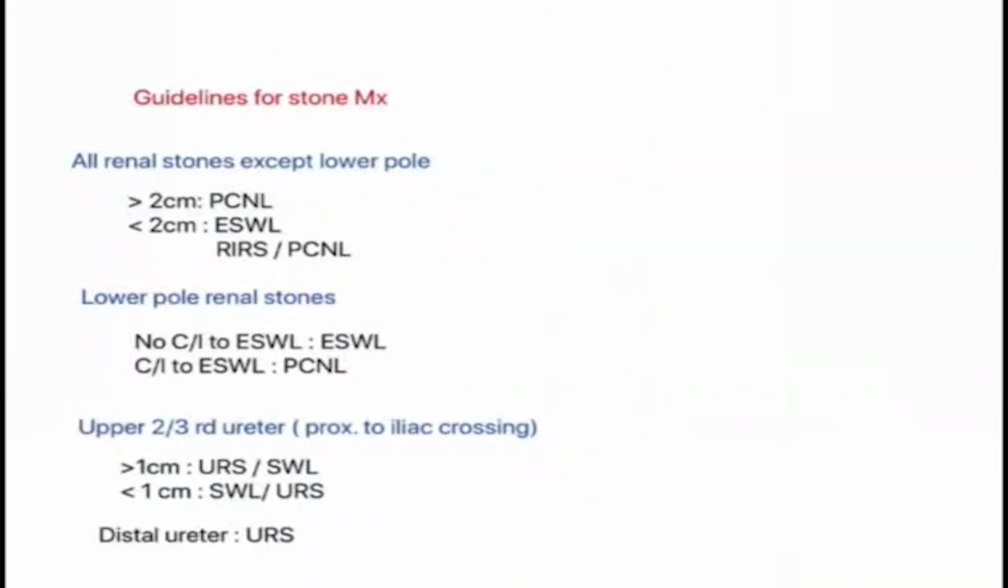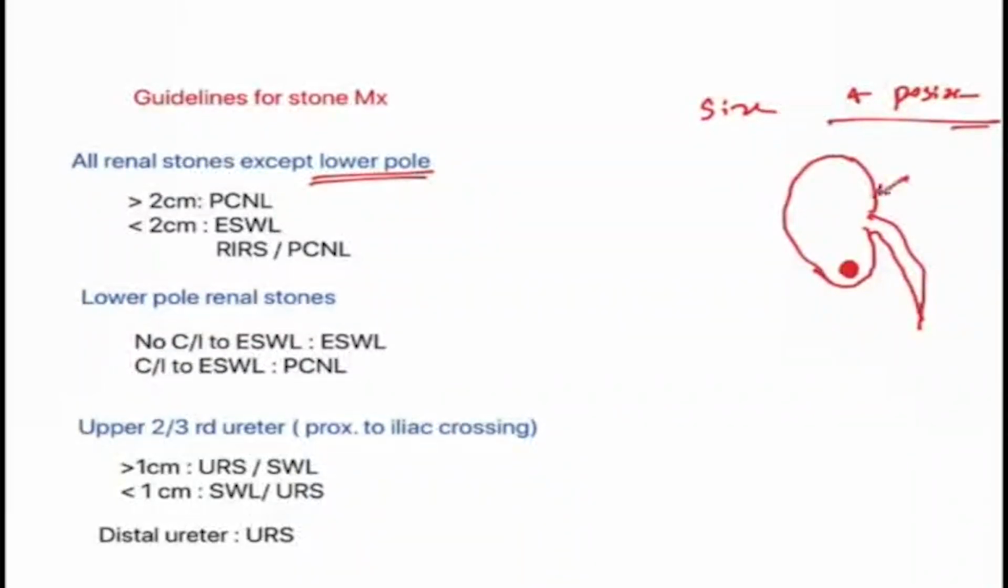Now, what are the guidelines? That means what investigation, what method to be used to extract the stone, depending upon the size and position of the stone. So, for the stones which are not in the lower pole of kidney, that means if this is the diagram of kidney and this is the lower pole of kidney, these stones are difficult, that even after breaking down the stones by various methods, they don't get evacuated because of this difficult urinary drainage pathway.